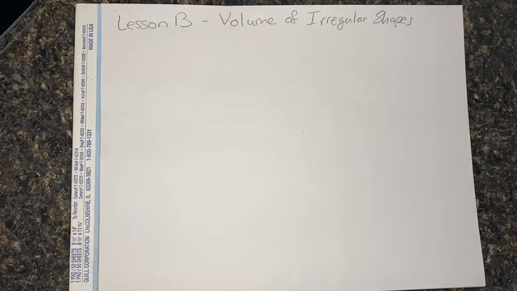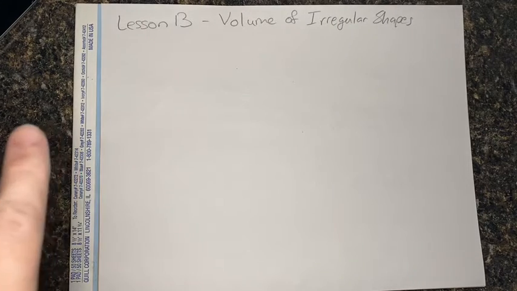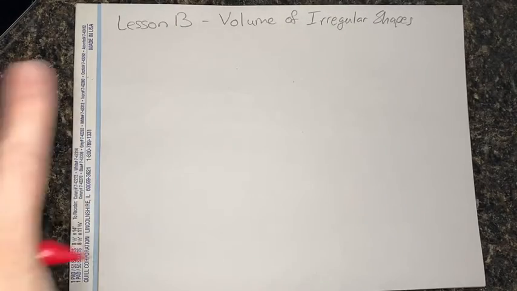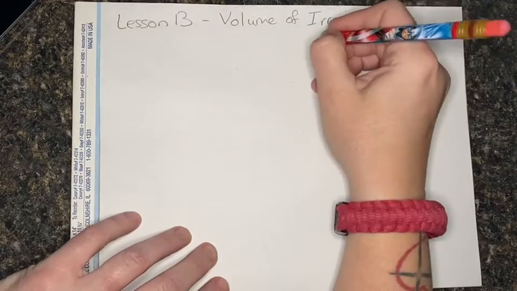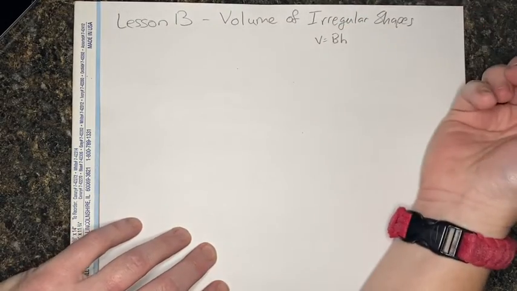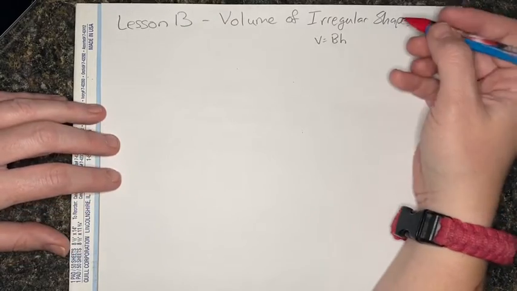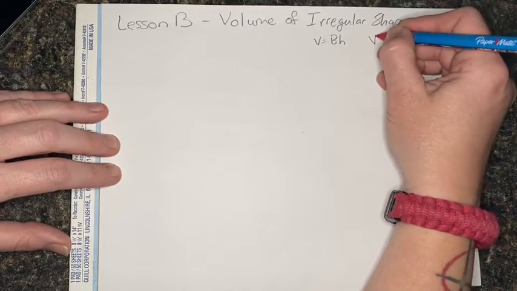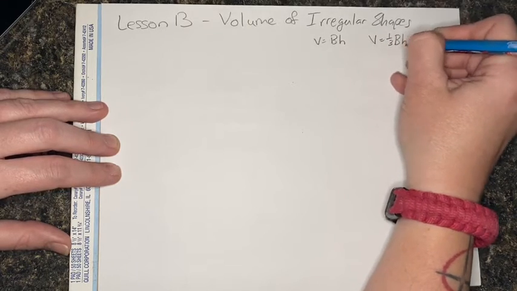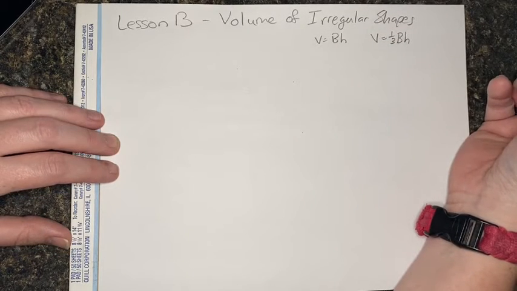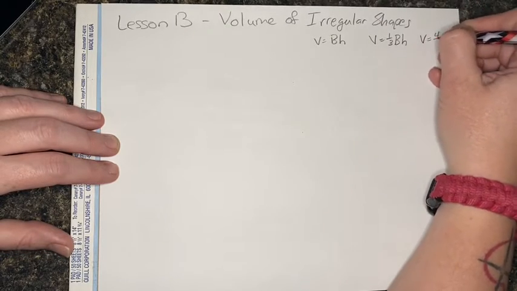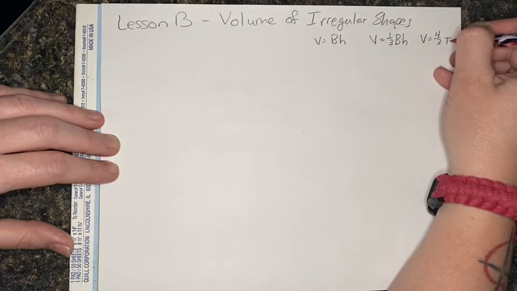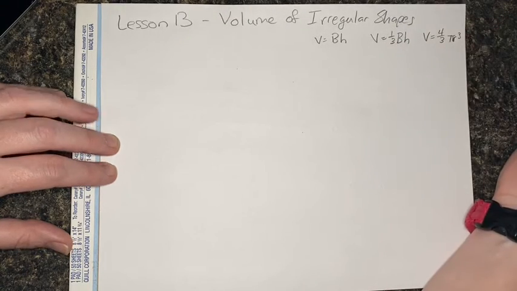All right, for lesson 13, we're going to be looking at the volume of irregular shapes. Okay, so we've learned how to find the volumes of rectangles and triangular prisms and cylinders using the formula volume equals big B times H, right? We've also learned to find the volume of a pyramid or a cone using the volume equals 1/3 big B times H. And we've found the volume of a sphere because we know that the volume of a sphere equals 4/3 pi r cubed, right?